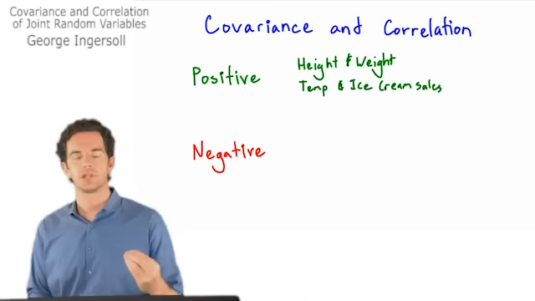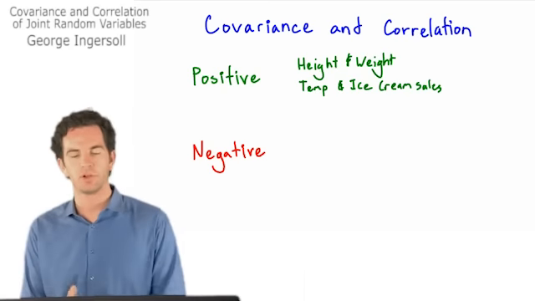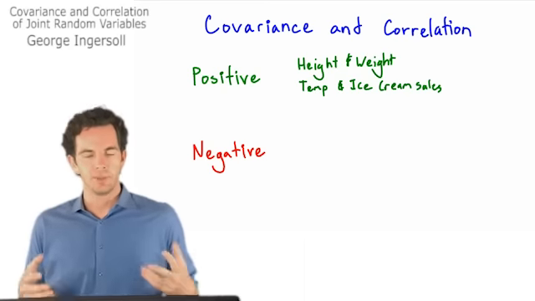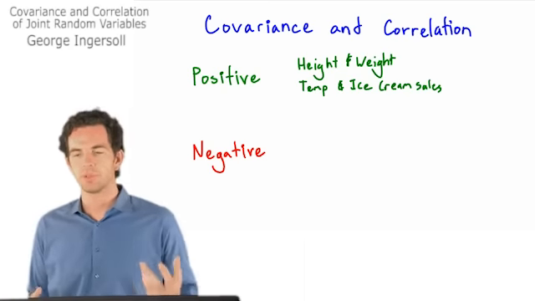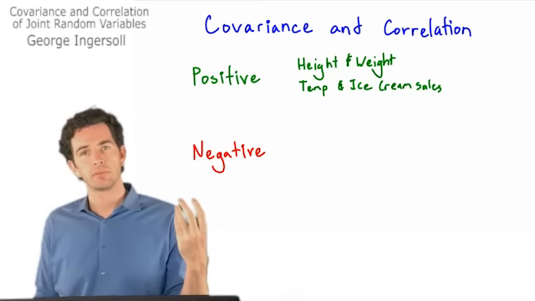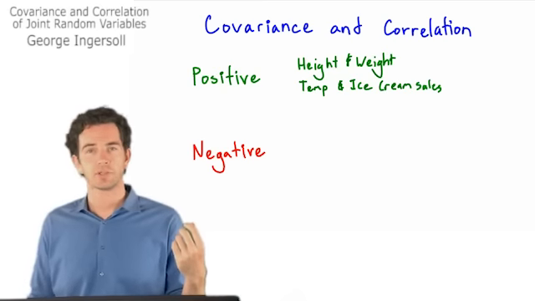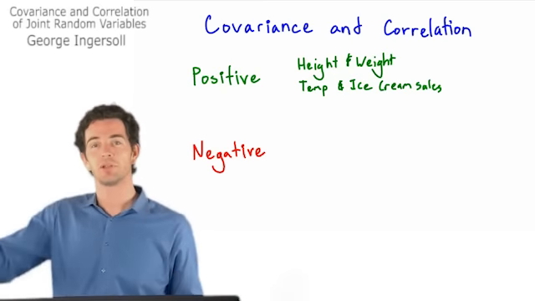A negative association means when you have negative covariance or correlation, it means there's a negative association between the two variables. It means that as one goes up, the other one tends to go down, and vice versa. As one goes up, the other one tends to go down.